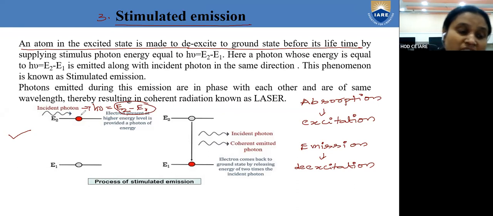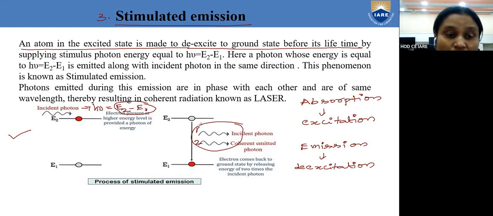Again, this photon which is pushing this atom down before its lifetime, its energy should be equal to E2 minus E1. Then what happens to this atom? When this photon falls on it, it will push it down. And when this atom in the excited state comes down, how many photons are emitted? As you can see, there are two photons emitted. This is the first photon, this is the second photon.